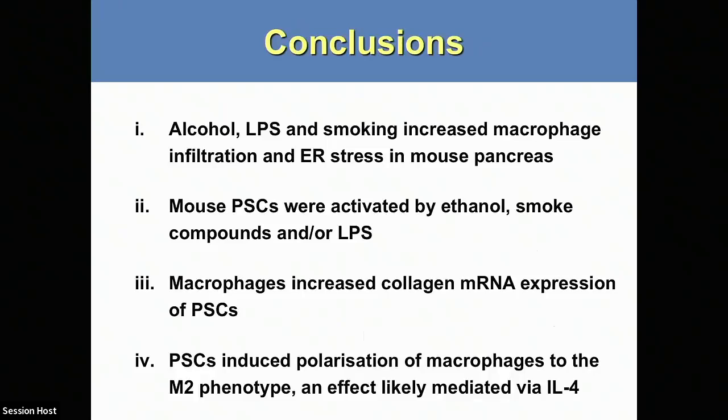In conclusion, alcohol, LPS, and smoke increase the macrophage infiltration and the ER stress in the mouse model. Mouse stellate cells were activated by ethanol, smoke compounds, and LPS. Macrophages increase collagen mRNA expression of stellate cells. Stellate cells induced polarization of macrophages to an M2 phenotype, an effect likely mediated via interleukin-4.